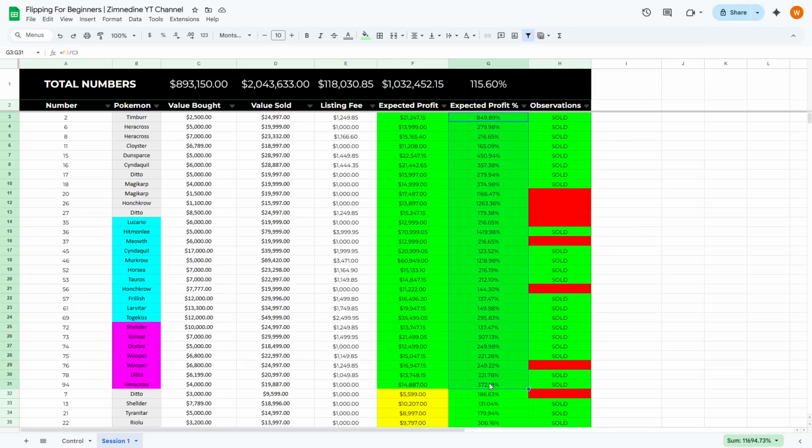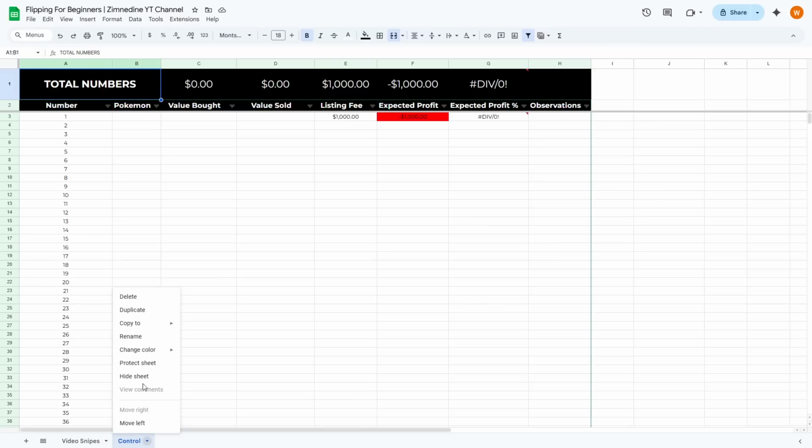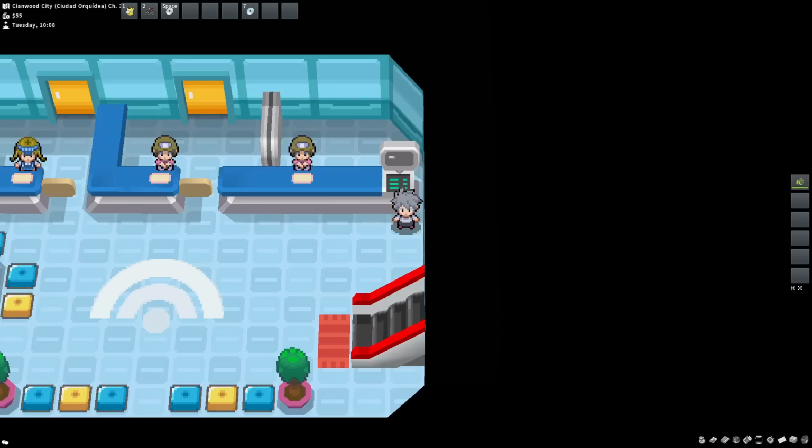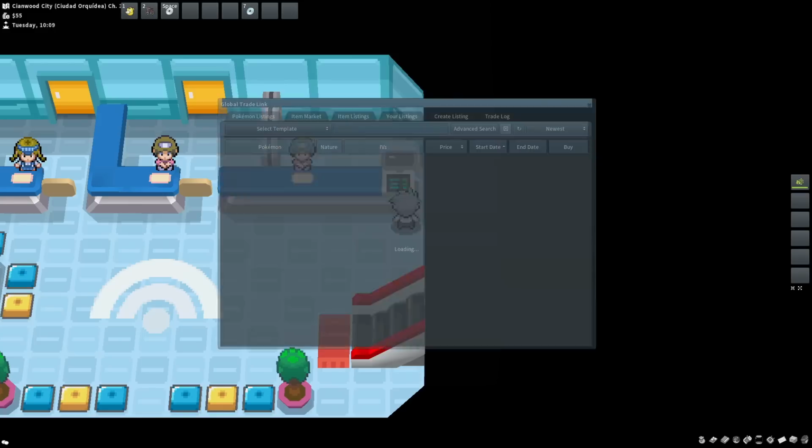In order for you to get this one, I'll put here, let me change the name to Video Snipes, and then I'll put here just before control, and when you come here, when you start doing it, you can duplicate and put it as session 1, and you can fill it up with your snipes. So I hope this video was useful to you, and we're doing the final thing now, which is actually claiming the money.